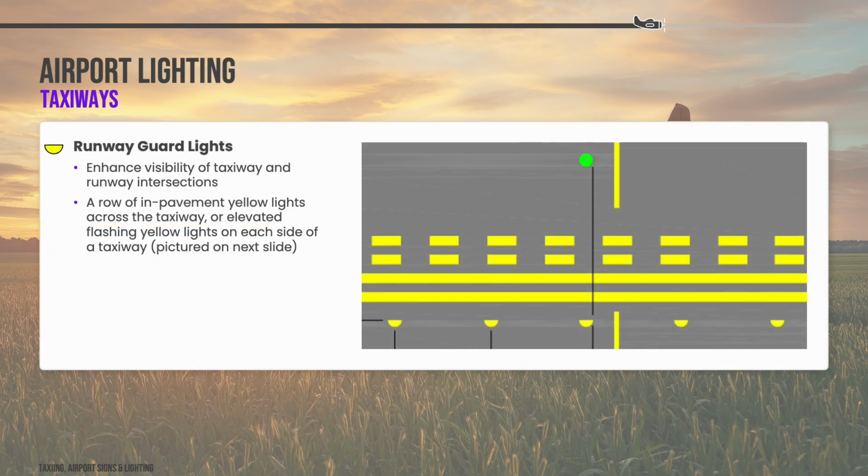And then runway guard lights. They enhance the visibility of taxiway and runway intersections. They're a row of in-pavement yellow lights across the taxiway or elevated flashing yellow lights on each side of the taxiway.